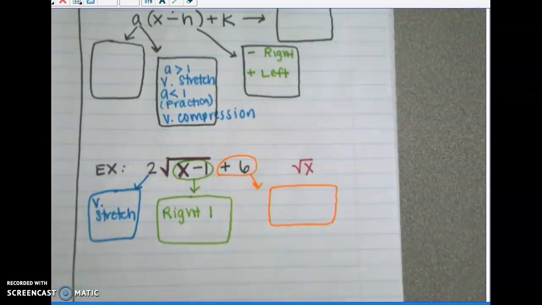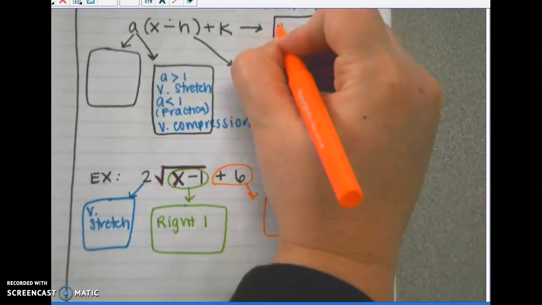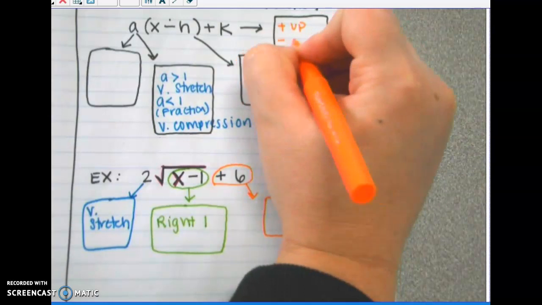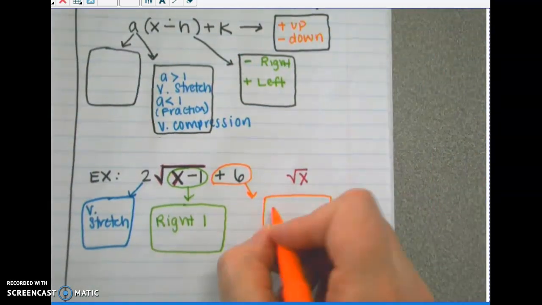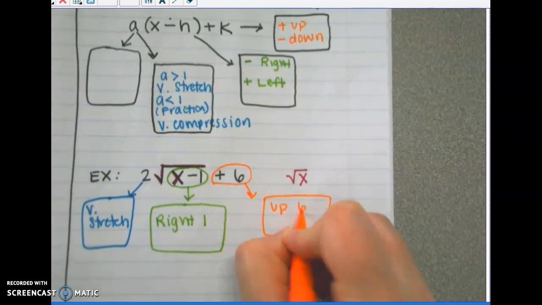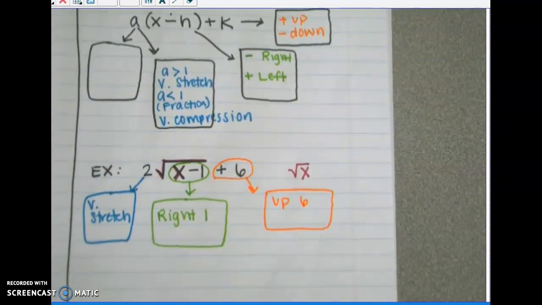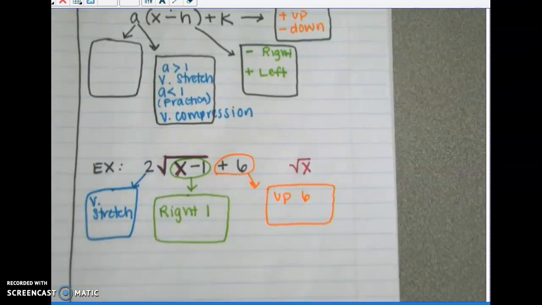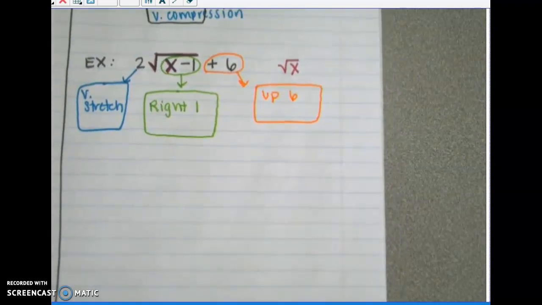right 1. And k, you should have noticed that it moved up if it was positive, down if it was negative. So this plus 6 will also shift the graph up 6. All right, so you probably want to fill those in and write that down so that you can reference that for the rest of the examples. We'll do a few more in this video.